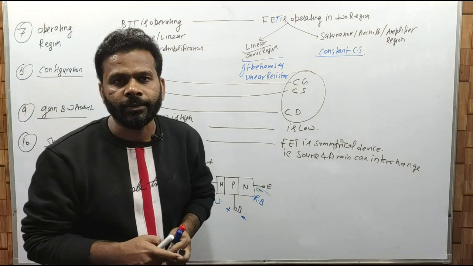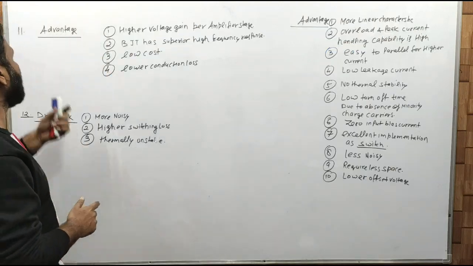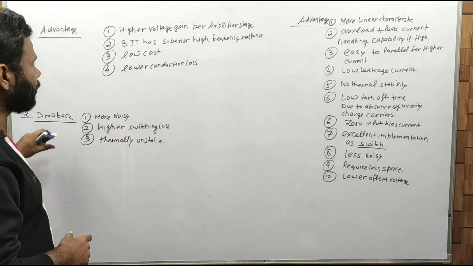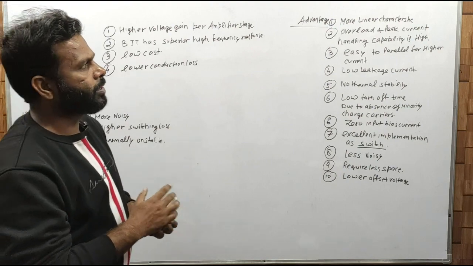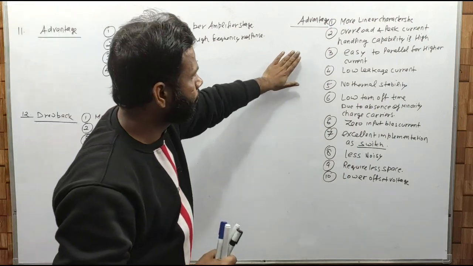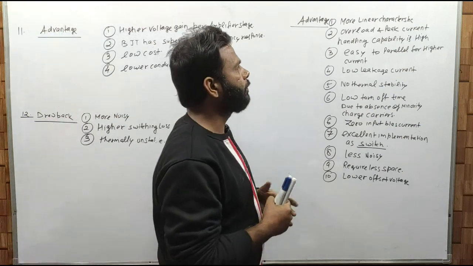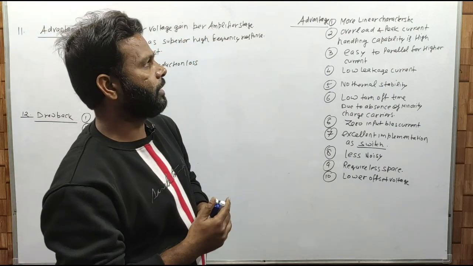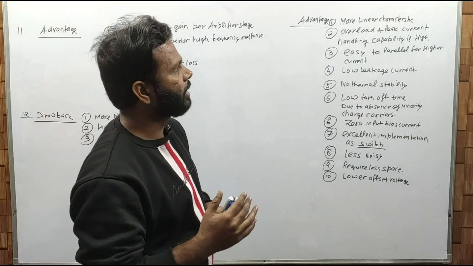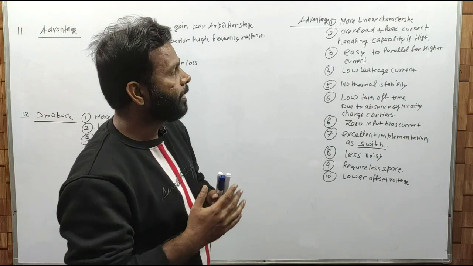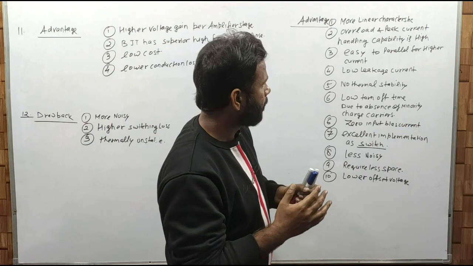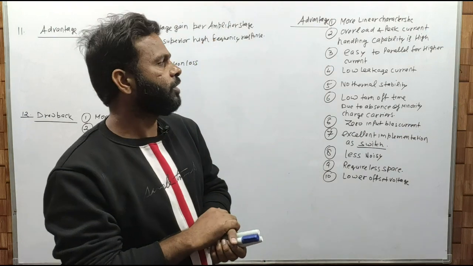Next points, let's see. In the 11th and 12th point we will take the advantage and drawback. But before explaining the advantage, I explain the advantages of the field effect transistor. Now field effect transistor is having more linear characteristic. Overload and peak current handling capacity is very, very high. Easy to parallel for higher current. That means its parallel operation is easy.